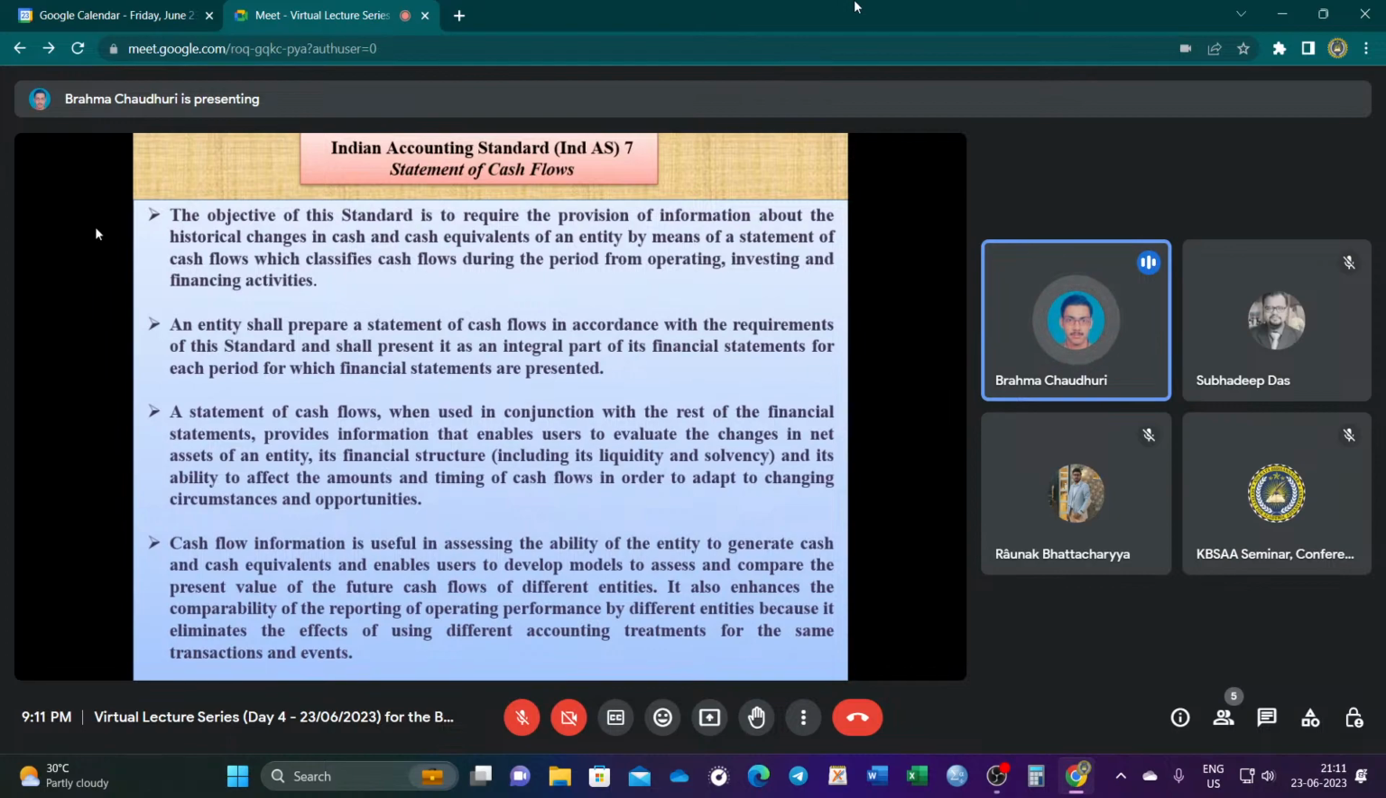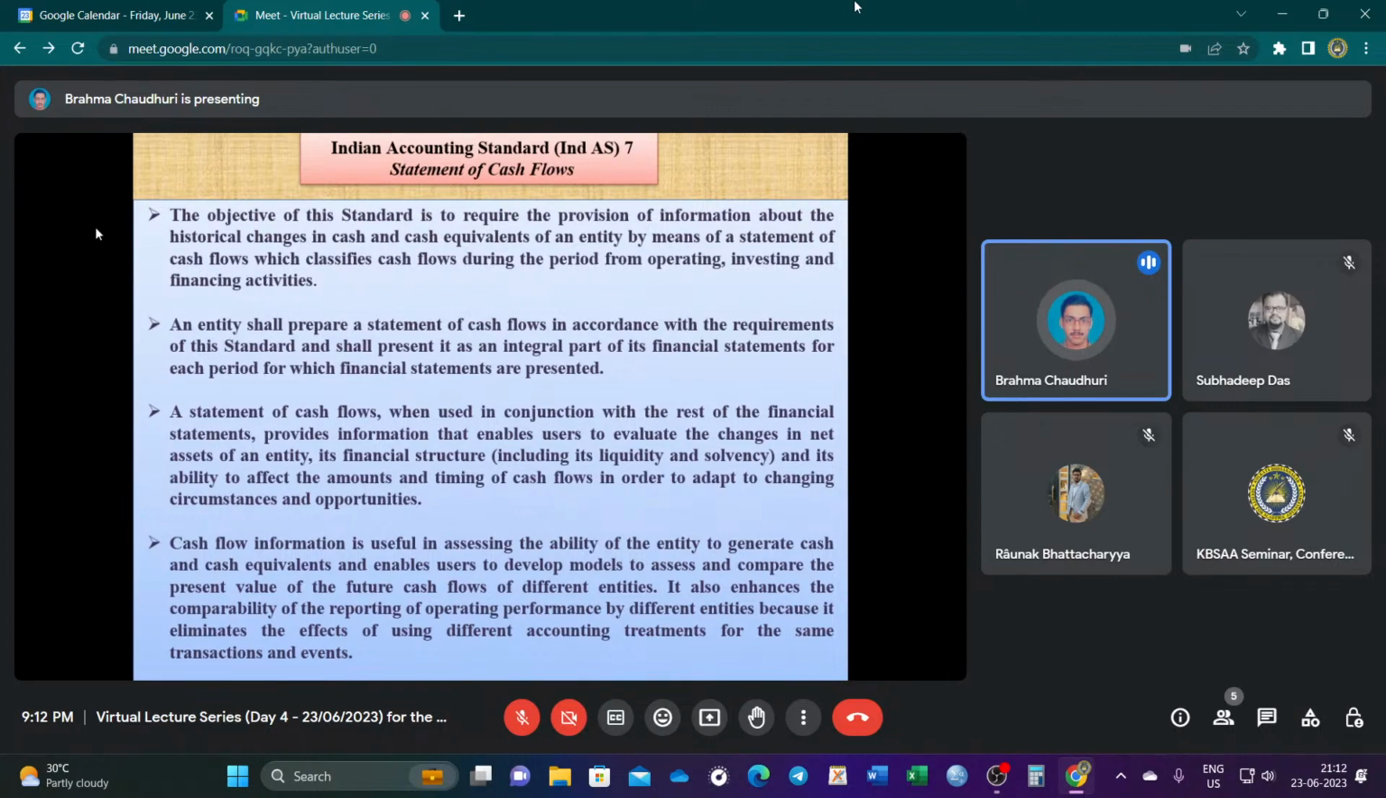Then again, this statement of cash flow will also be useful in assessing the ability of the entity to generate cash and cash equivalents, which will enable the users to develop models to assess and compare the present value of the future cash flows of different entities. That means comparison may be made between one firm and the other firm. Inter-firm comparability can be done through this cash flow information.